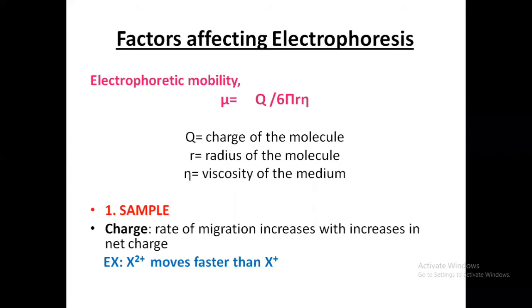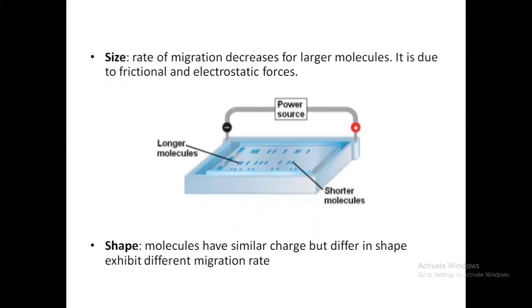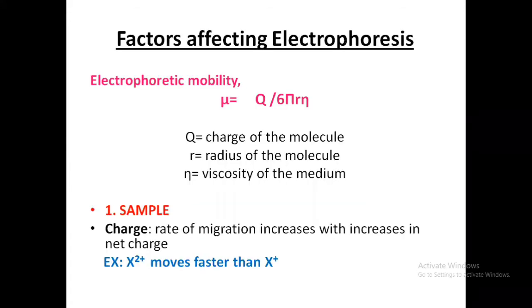Now I am entering into the factors. The first factor is sample. Under sample, I am talking about 3 parameters: one is charge, second is size, third is shape. Okay, now I am talking about factors which are affecting electrophoretic mobility. Under those factors, the first parameter is sample, and under sample there are 3 components: first charge, second size, third shape. So first you see charge.